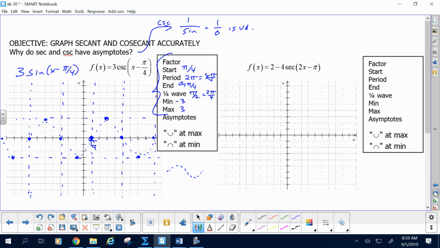Last but not least, the shapes of cosecant. We said that when the sine gets small, the cosecant gets big. So I'm going to have a positive U shape at any max where I was also positive, and a negative, downward opening N shape, I guess you could say, touching any min. You follow? Okay, try the next one.